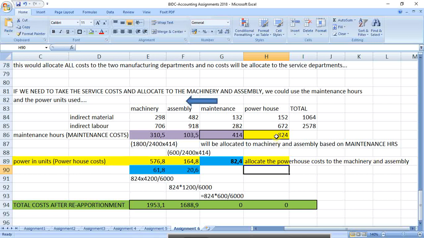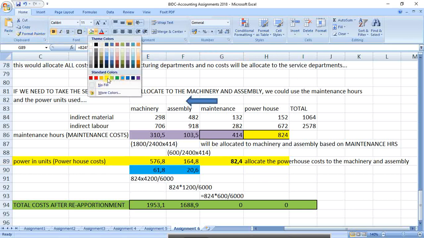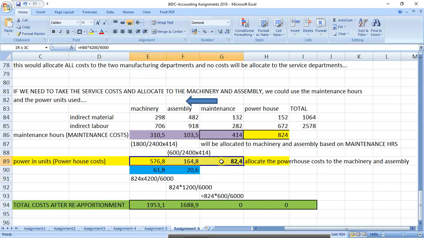Okay, so what did I do here? I took the 824 and I split the 824 up into two. Okay, 576 went to the machine, 164 went to the assembly. If you add those two amounts together, you get... oh, and that needs to be yellow as well. Okay, so allocate the powerhouse to the machinery, the assembly, and the maintenance. That's what we did.